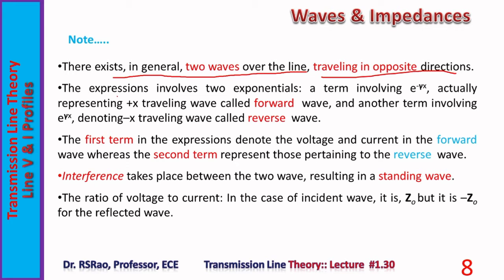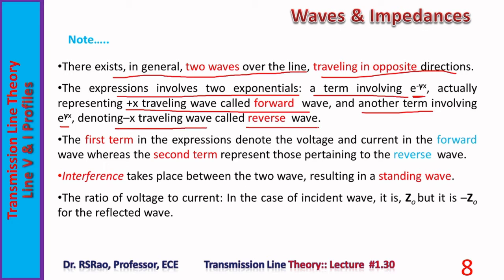The expressions involve two exponentials. A term involving e power minus gamma x, representing a plus x traveling wave, is called the forward wave, and another term involving e power gamma x denotes a minus x traveling wave, called the reverse wave.